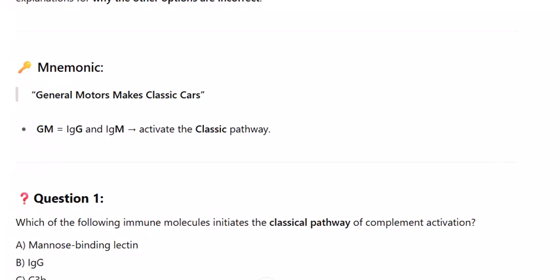Mnemonic: General Motors makes classic cars. GM equals IgG and IgM. Activate the classic pathway.